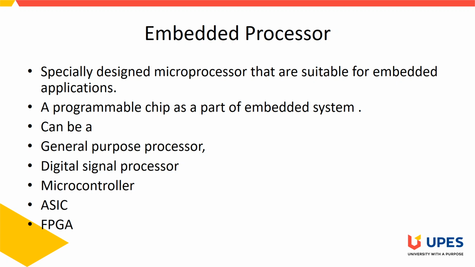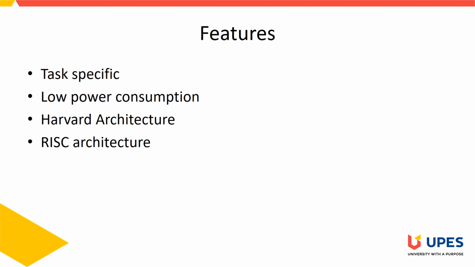You can say it like that: a programmable chip that is a part of an embedded system is an embedded processor. It can be a general purpose processor. It can be a digital signal processor, a microcontroller, ASIC, and FPGA. Fine. So, what should be the features of an embedded processor?